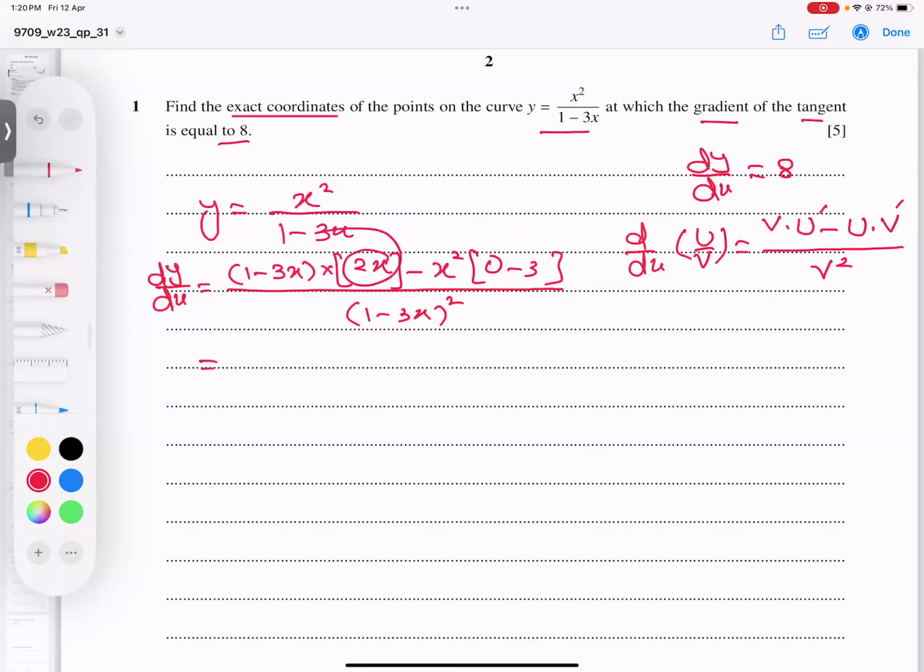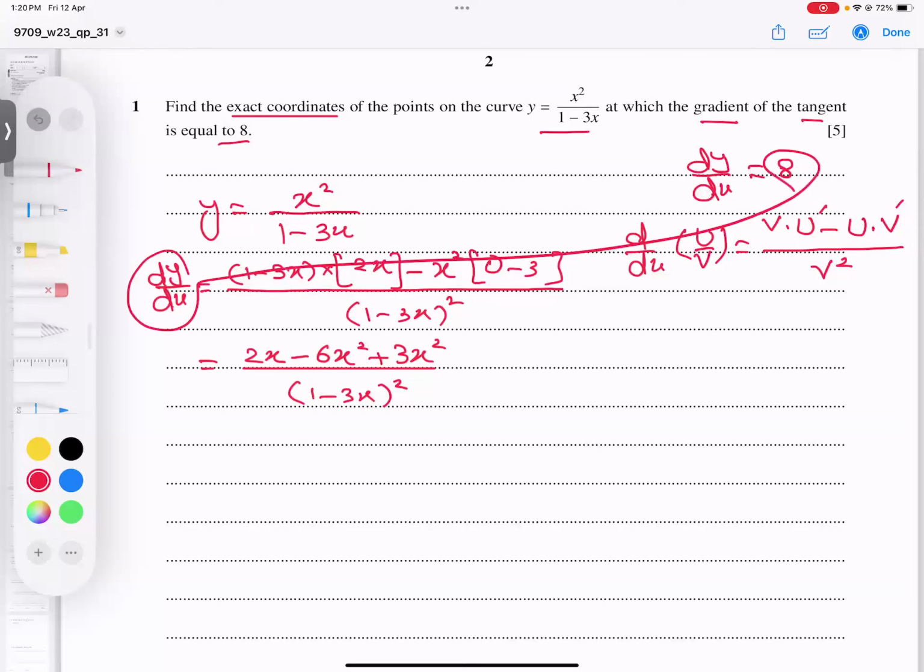So this 2x multiplies with both values, we get 2x, we get a minus 6x to power 2. And negative into negative, I got a positive 3x to power 2. And in the denominator, we have 1 minus 3x to power 2. Now, according to the situation, because the gradient is 8, I will put 8 here. So 8 is equal to this, and this simplifies. We get 2x minus 3x to power 2 over 1 minus 3x whole square.